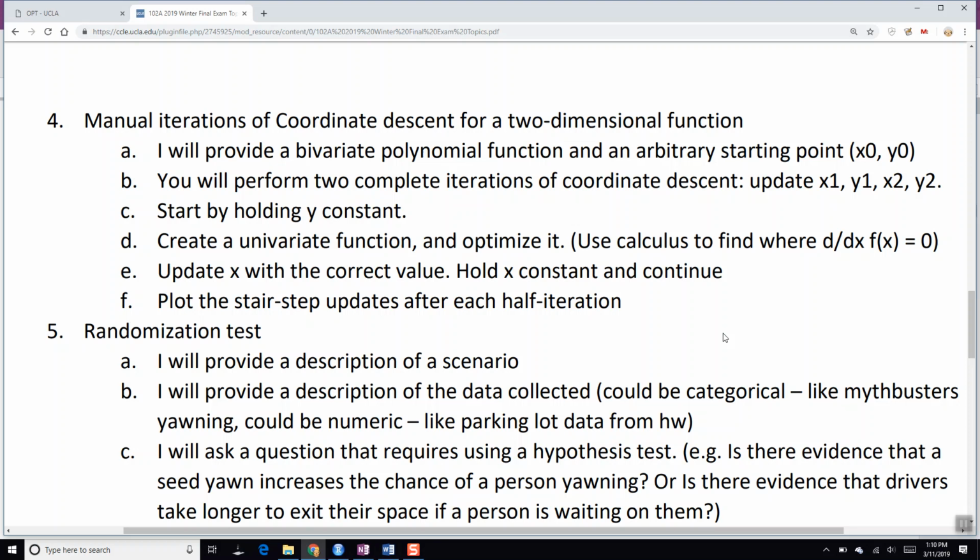So I'll say start by holding y constant, create a univariate function, and optimize it. In that case, to optimize, you'll just use calculus to figure out where the derivative with respect to x is equal to 0. If you hold y constant, it becomes a function of x only, and then you just do basic calculus to figure out where your derivative equals 0, update x with the correct value, and then you continue. Then you'll plot each update on the graph, and you'll get the stair-step picture that looks similar to what you did in homework 5. Again, you'll need your ruler there. All right. Is that okay?